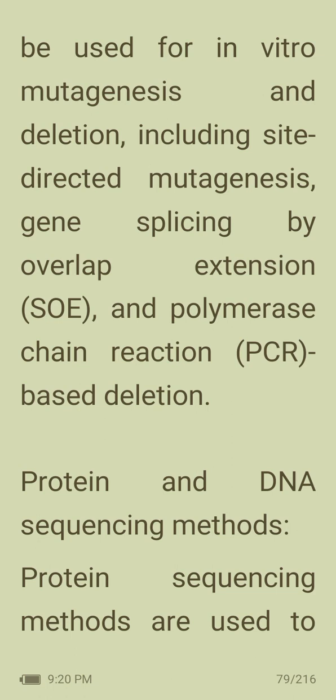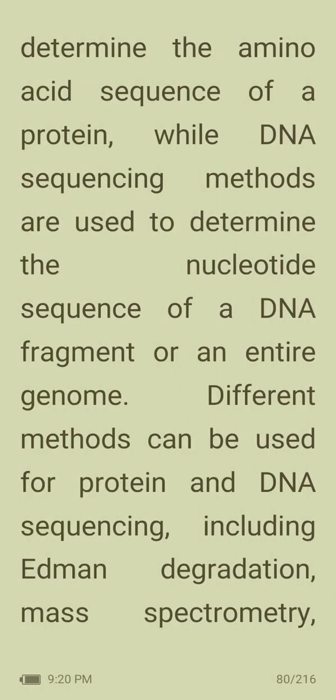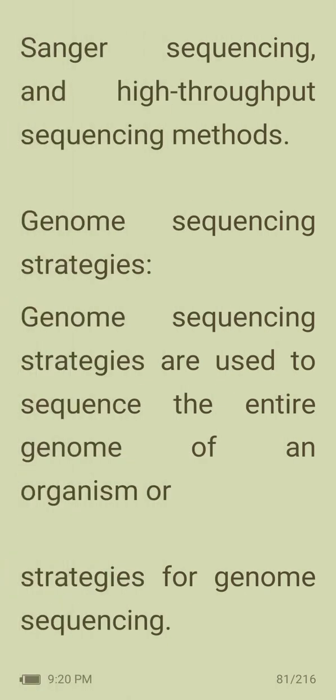Protein and DNA sequencing methods. Protein sequencing methods are used to determine the amino acid sequence of a protein, while DNA sequencing methods are used to determine the nucleotide sequence of a DNA fragment or an entire genome. Different methods can be used for protein and DNA sequencing, including Edman degradation, mass spectrometry, Sanger sequencing, and high throughput sequencing methods. Then genome sequencing strategies.